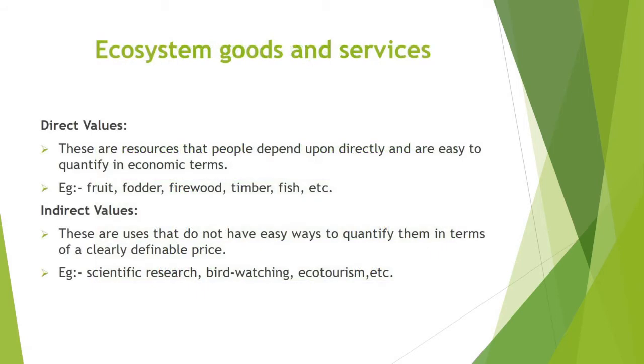Ecosystem goods and services. We get two types of values through the forest ecosystem, direct values and indirect values. Direct values are those which we get through the resources that the people depend upon directly and are easy to quantify in economic terms, such as fruit, firewood, timber, fodder, fish, etc.